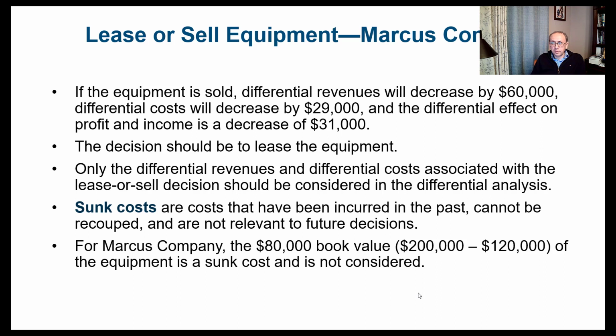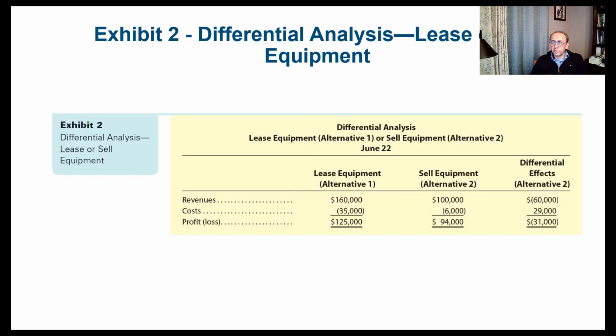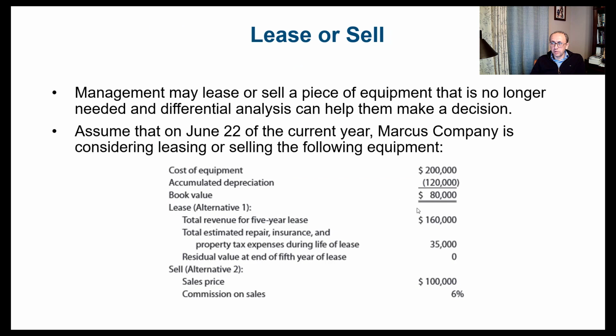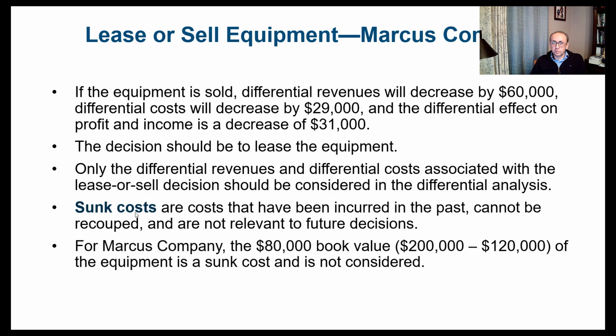Only the differential revenue and differential costs associated with the lease or sell decision should be considered in the differential analysis. I don't know if you noticed, but we totally ignored this top value here, the cost of the equipment, its accumulated depreciation, and the book value. Why we ignored it? Because this is called sunk cost. So sunk costs are the costs that have been incurred in the past, cannot be recouped, and are not relevant to future decisions. So for Marcus' company, the $80,000 book value of the equipment is a sunk cost and is not considered in the decision.